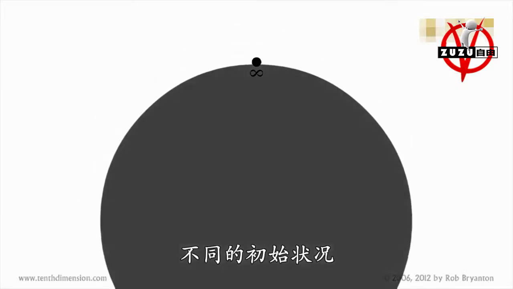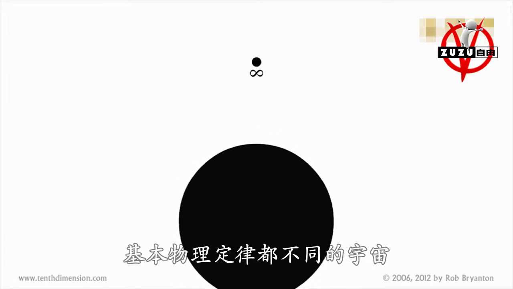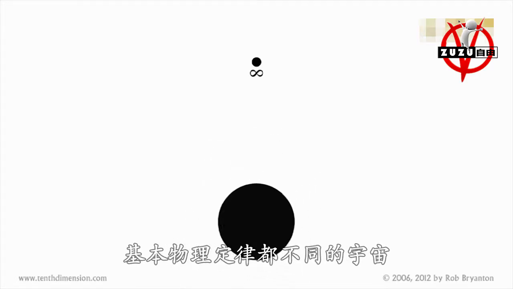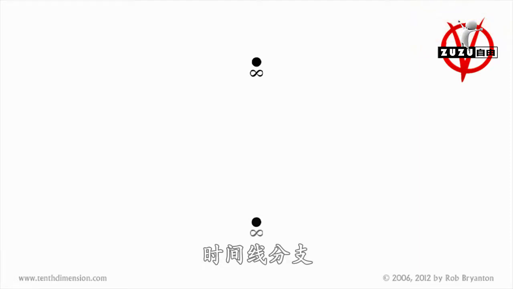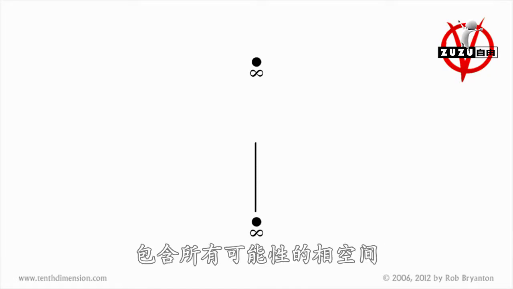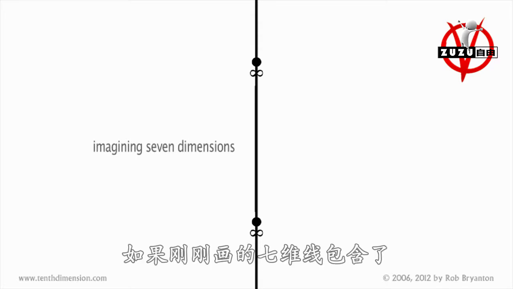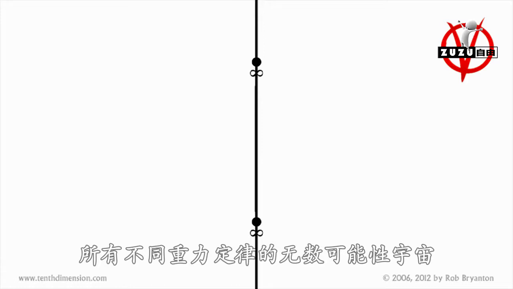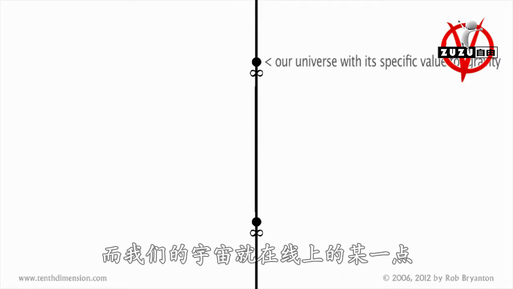Different initial conditions will create different universes, where the basic physical laws such as gravity or the speed of light are not the same as ours, and the resulting branching timelines from that universe's beginning to all of its possible endings will create a phase space of all possible states different than the phase space associated with our own universe. Think about this. What if the 7D line we just drew represented all possible universes with different values for gravity, with our universe someplace on that line?